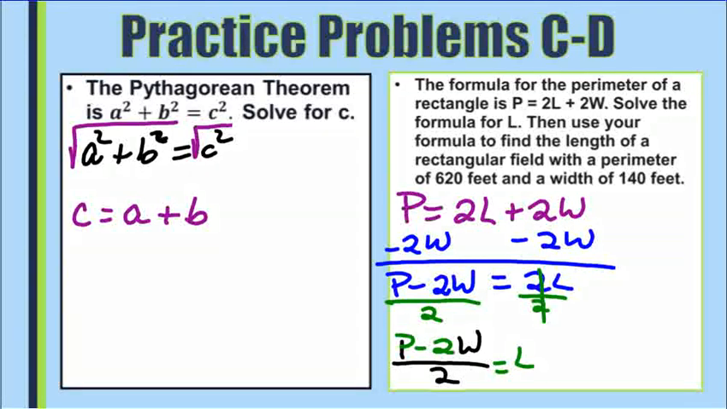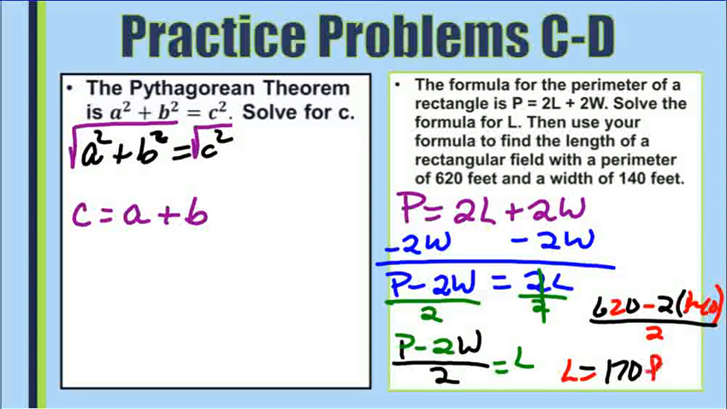Now I can substitute my numbers in. The perimeter is 620 minus 2 times the width, which is 140. Divide that by 2. First off, order of operations, 2 times 140 gives me 280. So 620 minus 280 equals 340. Divide that by 2. We would have a length equaling 170 feet. So that was our lesson today on transforming formulas.